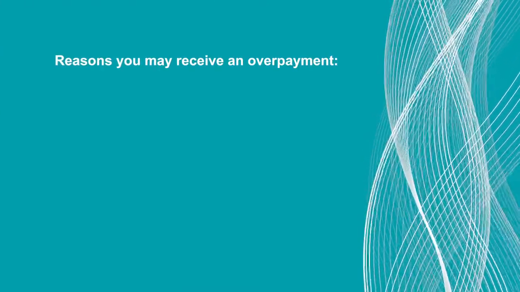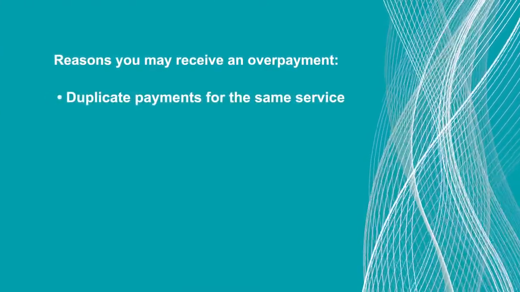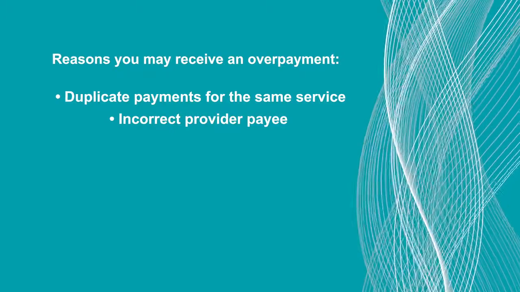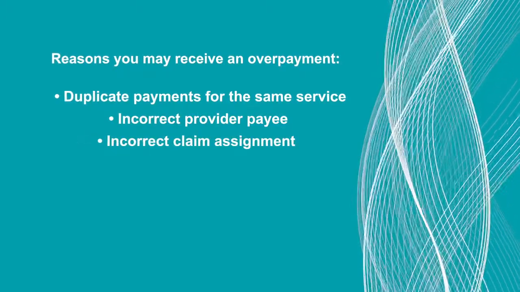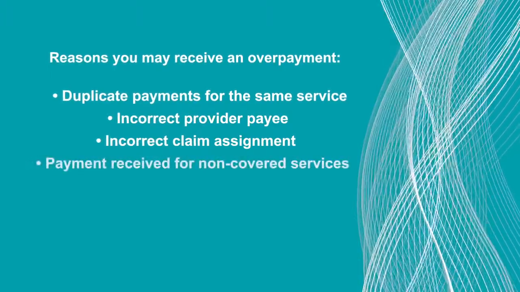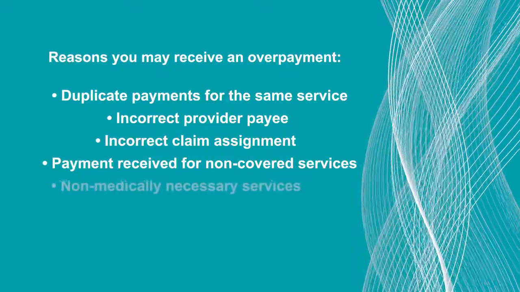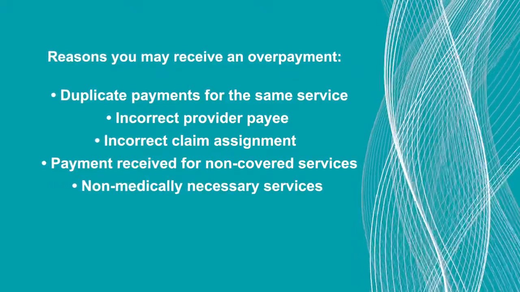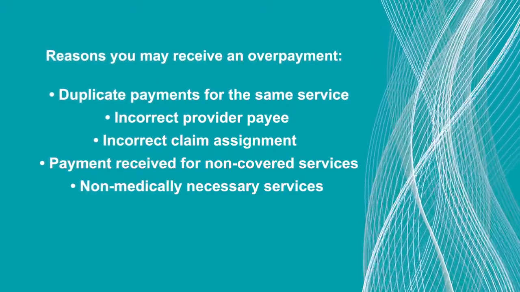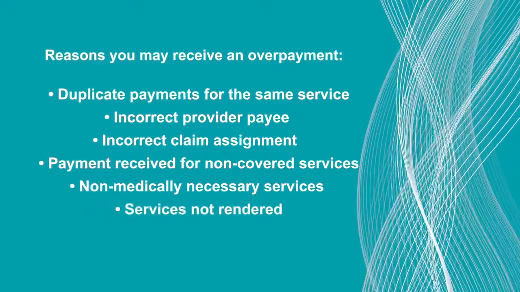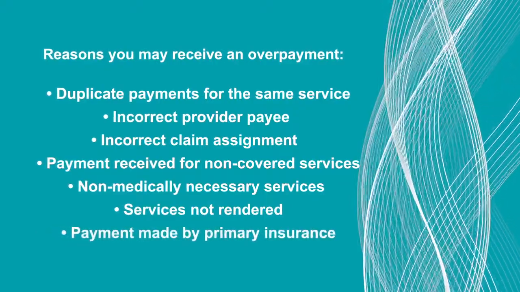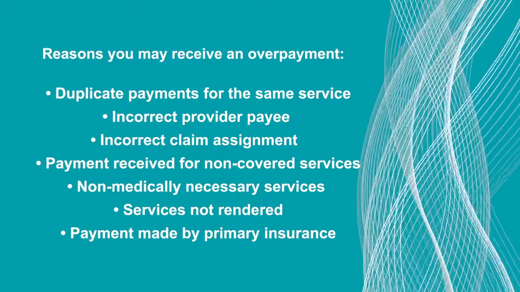You may receive an overpayment for a duplicate payment that was received for a service already paid for, a payment that was paid to the wrong provider, or a claim that was processed as an assigned claim instead of an unassigned claim, resulting in a higher payment than Medicare's approved amount. You received payment for a non-covered service. Medicare performed a post-payment medical review of a claim and determined the documentation didn't support the medical necessity for the service. A provider or a Medicare contractor may have discovered that a medical service was not rendered. And last but not least, it was discovered that a payment was made by another insurance company primary to Medicare.